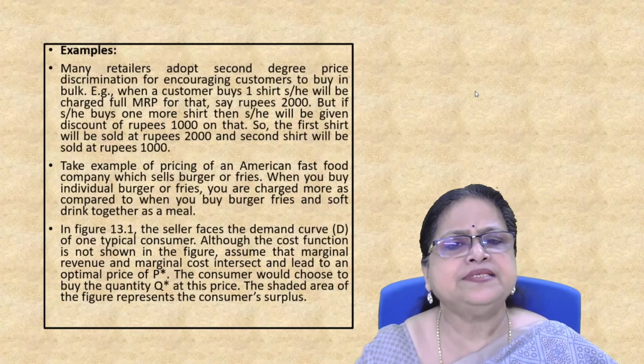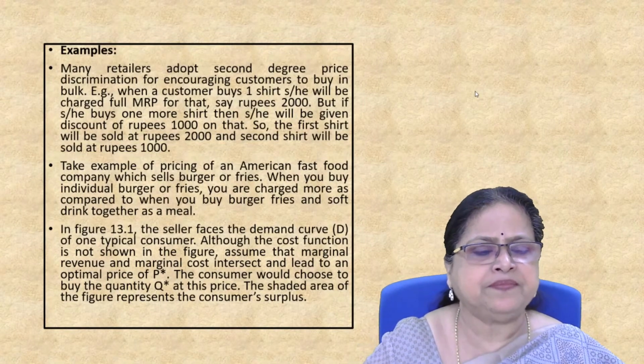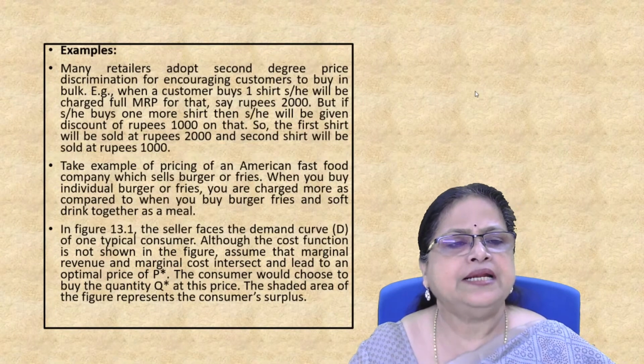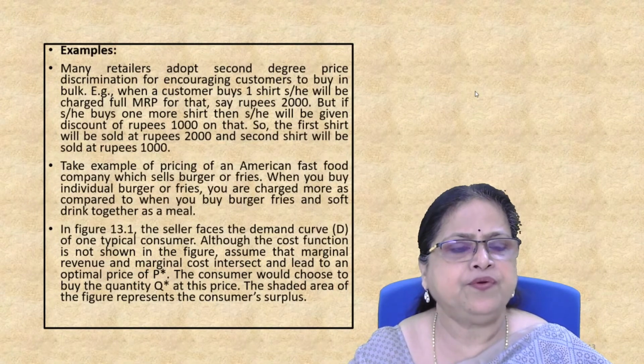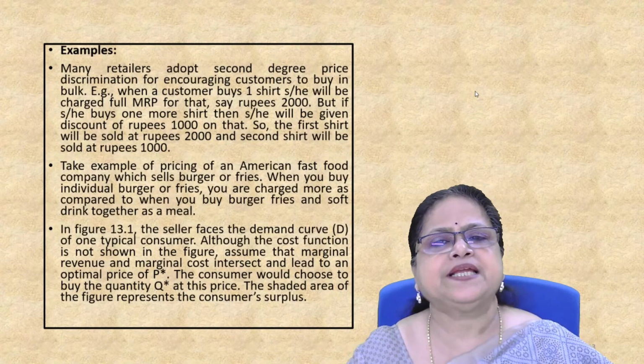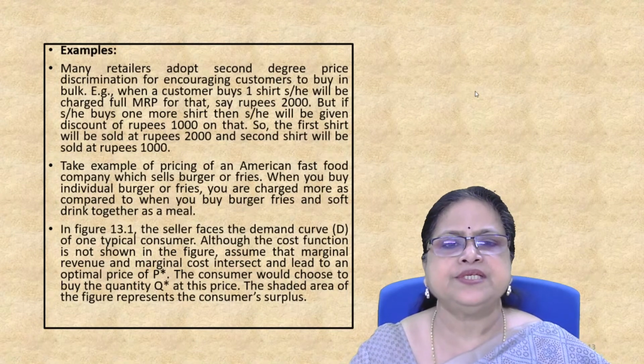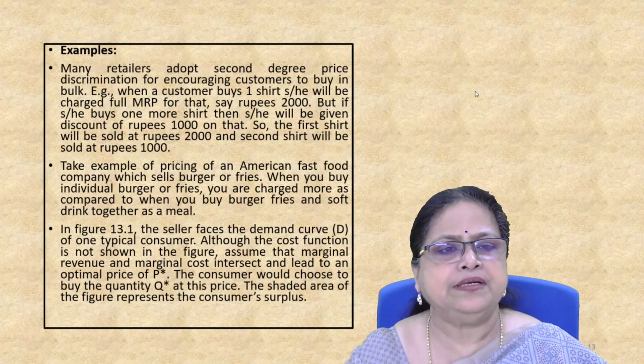Now, there are so many examples. Let me discuss only one, and then we'll go to figure 13.1. Many retailers adopt second degree price discrimination for encouraging customers to buy in bulk.